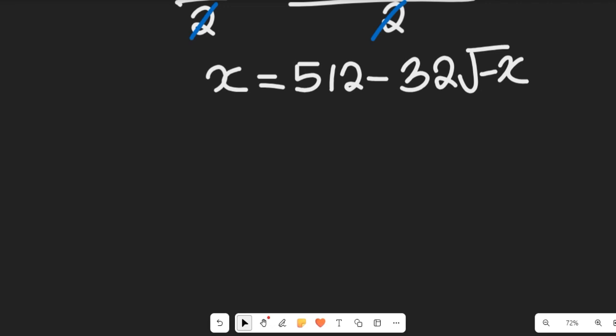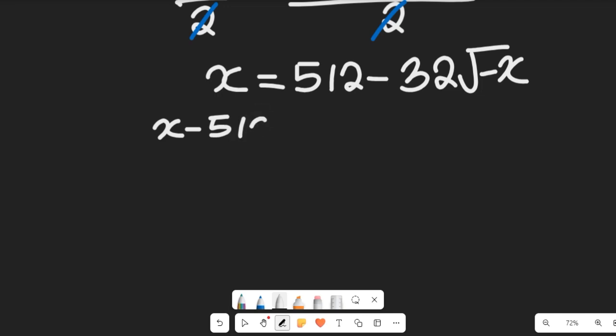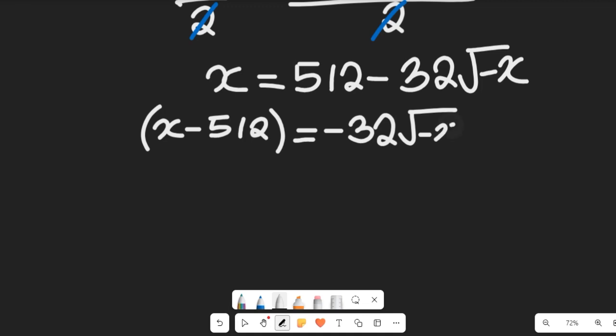Pause this video a little and tell me what you think we can do in the next step. In the next step, what I think we should do is to take the 512 to the right hand side, or most probably we'll subtract 512 from both sides. Now if we subtract 512 from both sides, we'll have x minus 512. Then 512 on the right hand side will cancel out 512 and we'll be left with negative 32 multiplied by the square root of negative x.